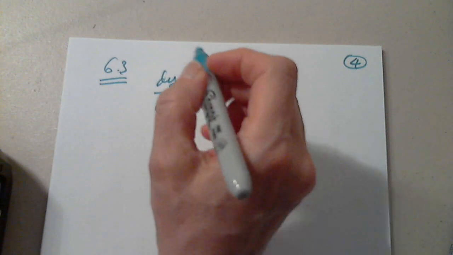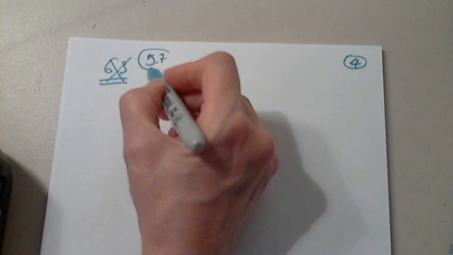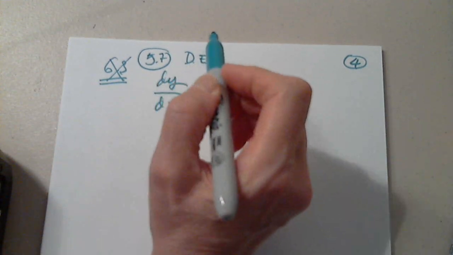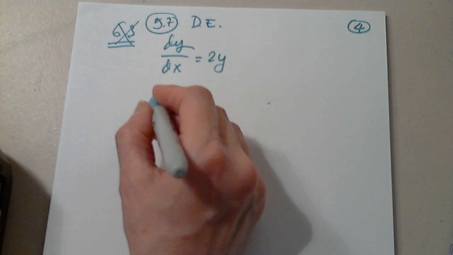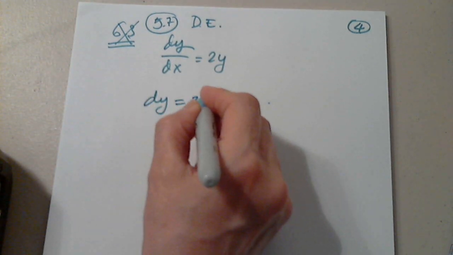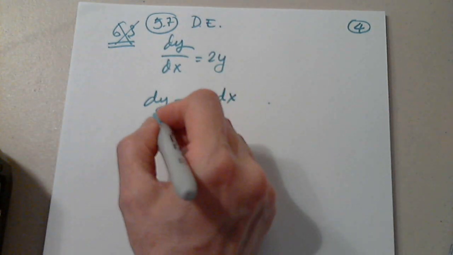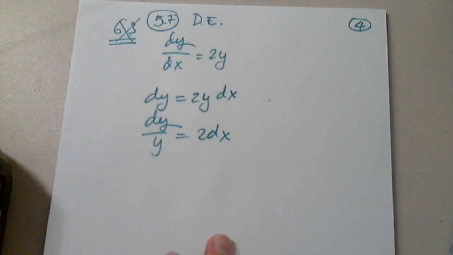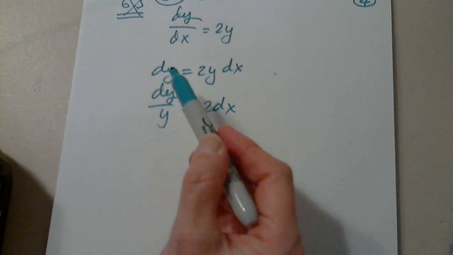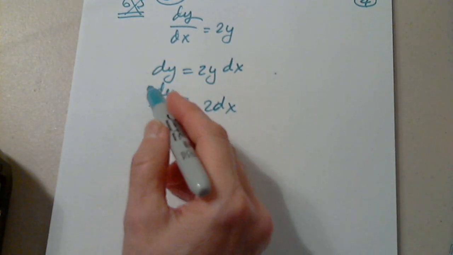Equals 2y. Okay, so this is chapter 5, and this is section 5.7, and this is differential equations. We have to first multiply both sides by dx, so dy equals 2y dx. Then we divide by y, because we have to separate the variables, dy with y on one side and x with dx on the other. And now we integrate.